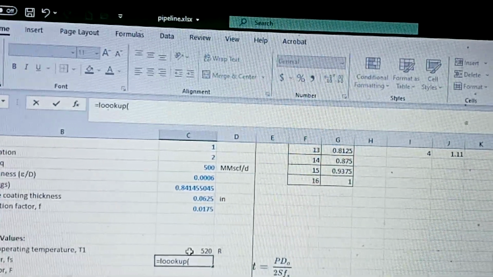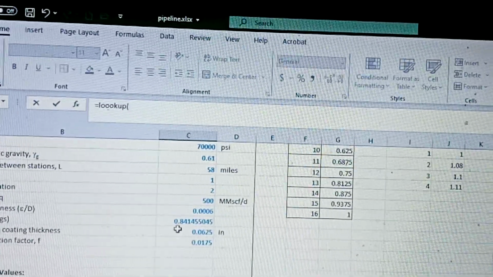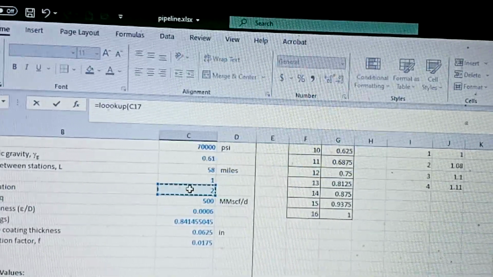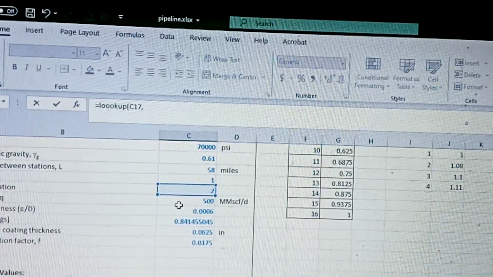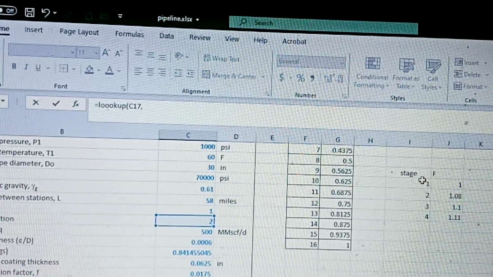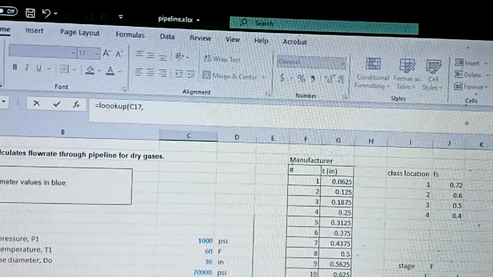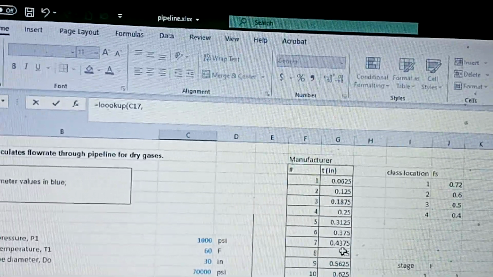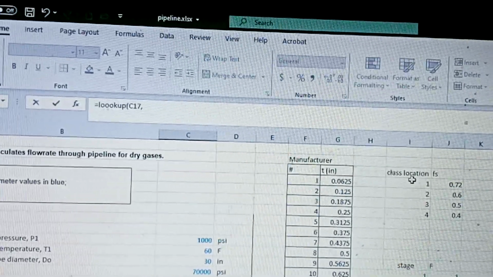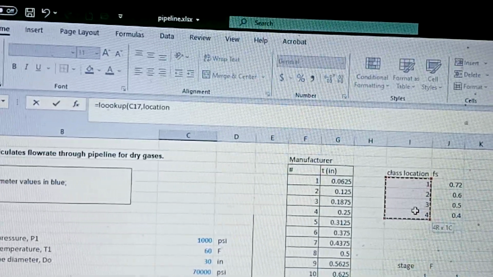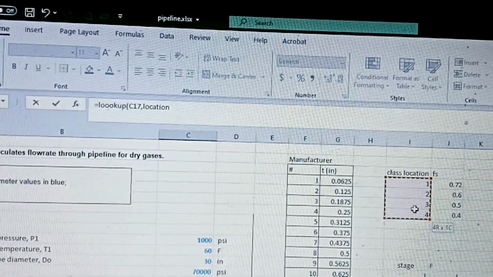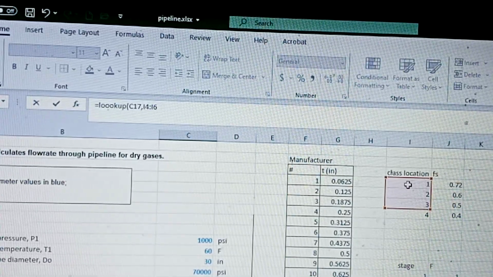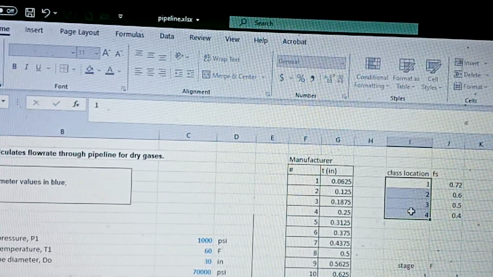I'm going to look up what? My class location. Where is it? Class location, which is this C17. Then comma, it's going to find it where? I already named this table here. You have three tables in this template. The class location. So I'm going to highlight the class location. I already named it location. It's supposed to write the location there. No, okay, because I didn't highlight it.